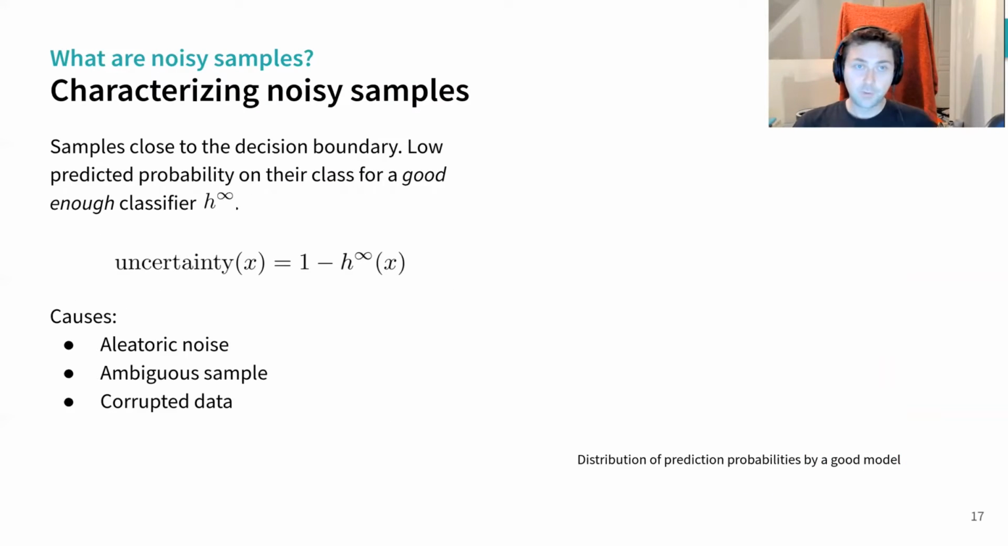Let's go further in characterizing those noisy samples, so we have this classifier that is good enough that we will call H infinity. The infinity stands for the position in the active learning iteration where we put it. And we mean that it's a classifier that we would get after an infinity number of active learning iterations, so after labeling all the data.